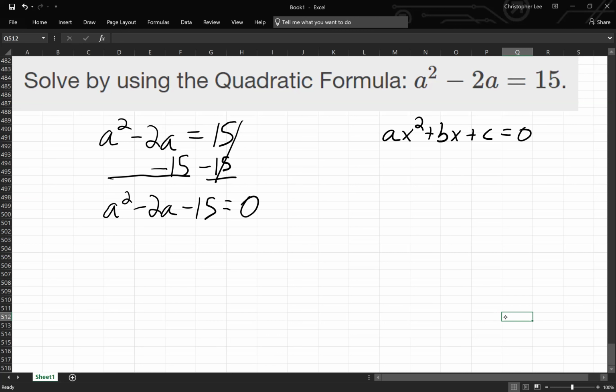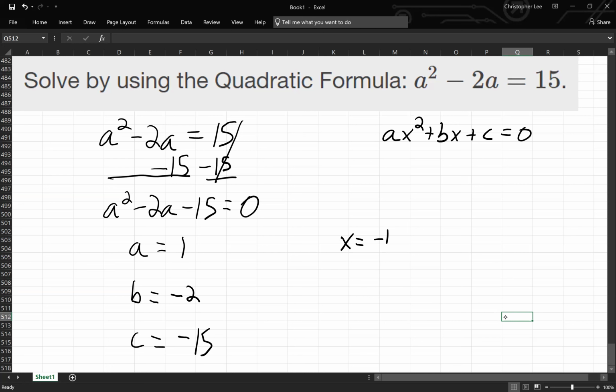And now, the hard part, I've got to figure out what is a, what is b, and what is c. A is the number that's in front of the square term. In this case it is 1. B is the number in front of the middle term. In this case it is -2. C is the number by itself, -15. After that, jump straight into the formula.